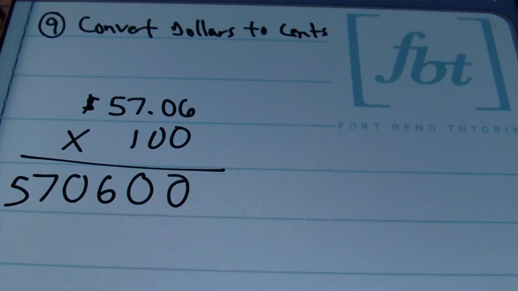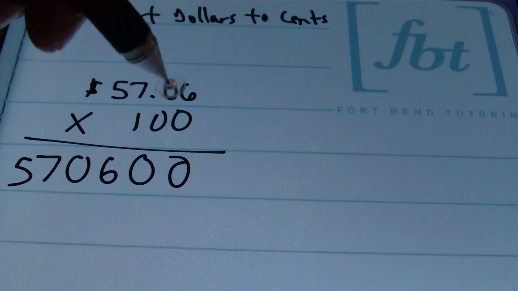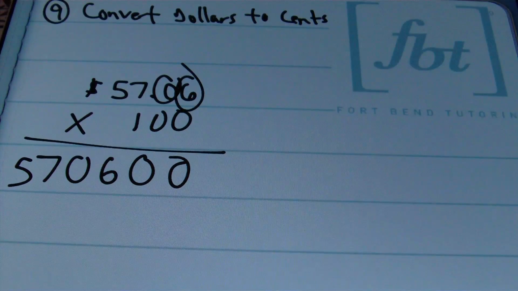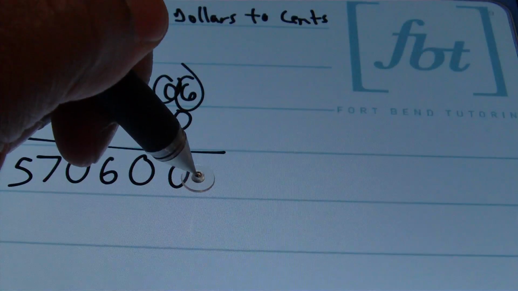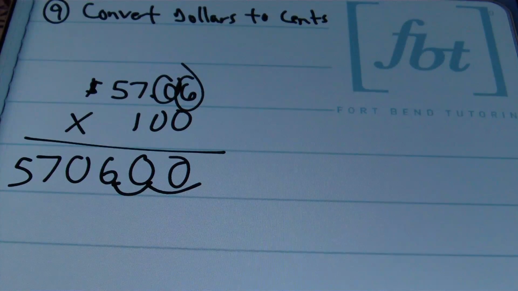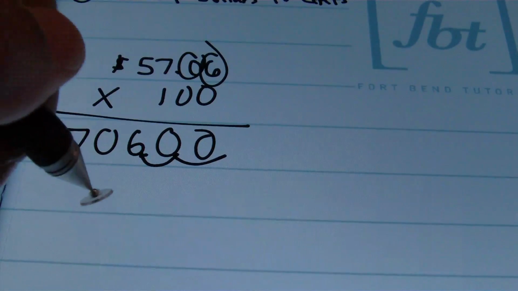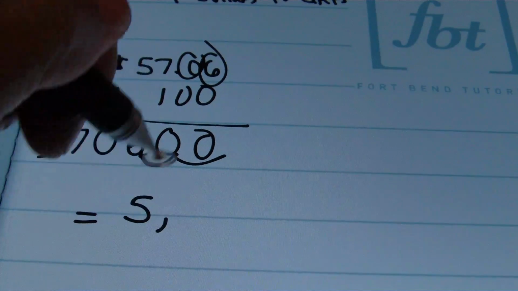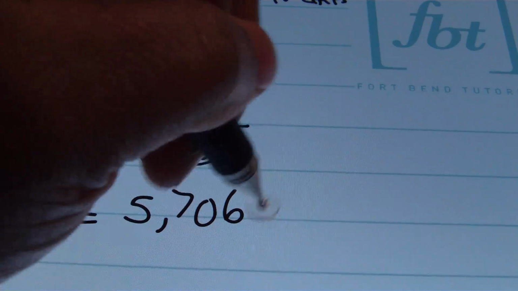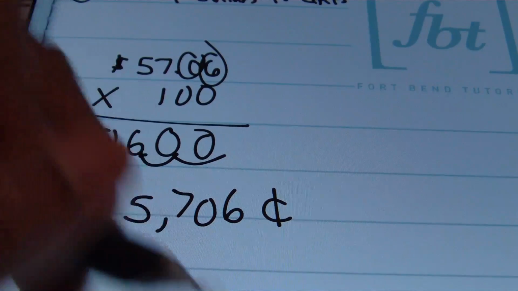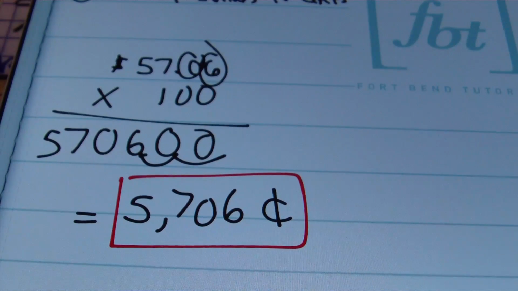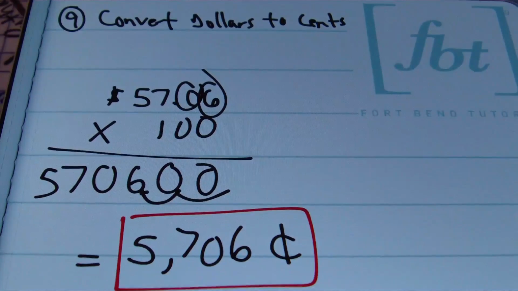And how many places do we have to the right of the decimal? We have 1, 2 places, ladies and gentlemen. So that means I'll be starting my decimal from the right and moving over 2 places to the left to end up with the following. I have an answer that is 5,706 cents. That's it. This is the answer right here. That's the answer to problem number 9.